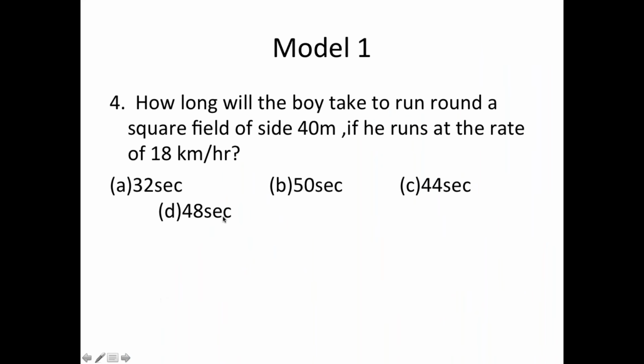Do it. Give me the answer faster. How long will the boy take to run around a square field of side 40 meters if he runs at the rate of 18 kilometer per hour? And you have the option choices in terms of seconds. First, look at the option choices and then proceed. If you look at the option choices, you will realize what you have to convert and from where to where you have to convert, whether it is kilometer per hour to meter per second or meter per second to kilometer per hour. So don't waste your time.